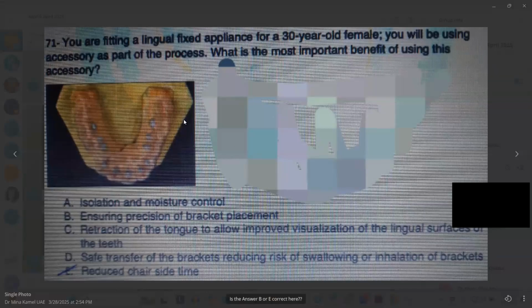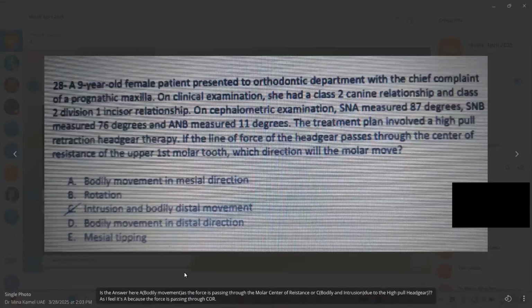Okay, sir, option C is here. Sorry. Sir, option C, last question. Yeah, option C.